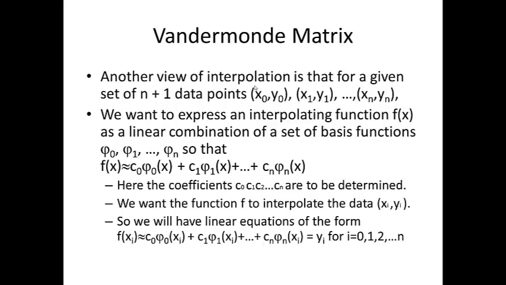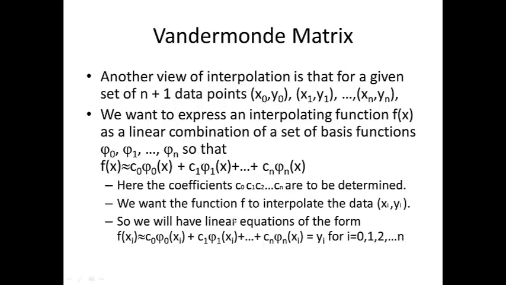Another view of interpolation is that for a given set of n plus 1 data points, x0, y0, x1, y1, through xn, yn, we want to express an interpolating function f of x as a linear combination of a set of basis functions, phi0, phi1, through phi n, so that f of x is approximately c0 phi0 of x plus c1 times phi1 of x plus cn times phi n of x. Here the coefficients are to be determined. We want the function to interpolate the data xi, yi.